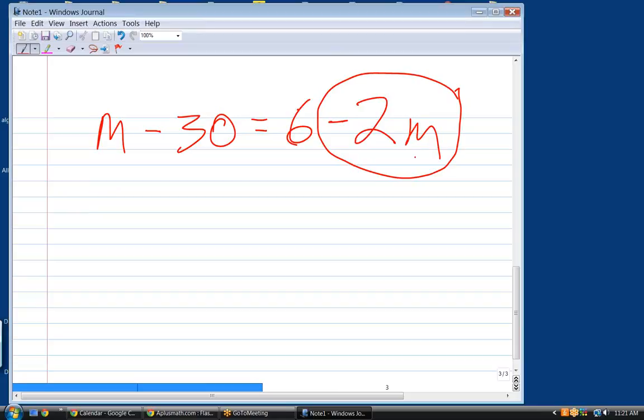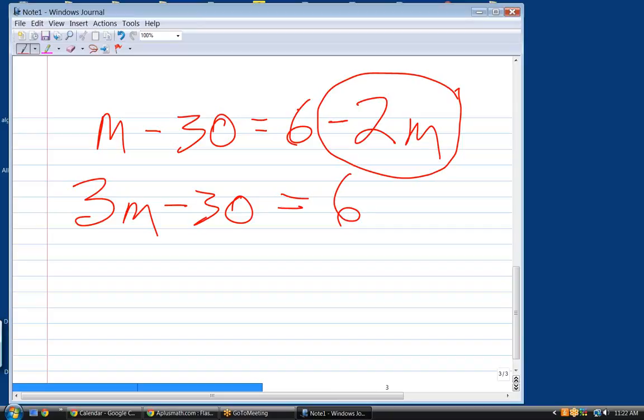Think of these things as apples. I got one apple here, and I'm going to add 2 more apples. How many apples am I going to have? 3. So I'm going to have 3m minus 30 equals 6. And next step? You add 30. There you go.